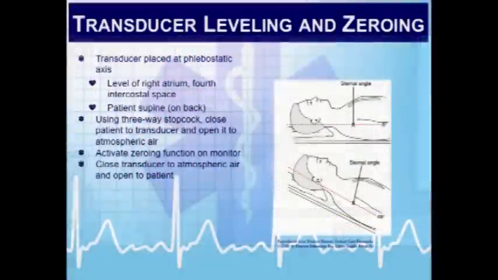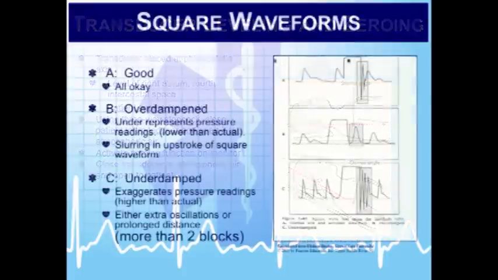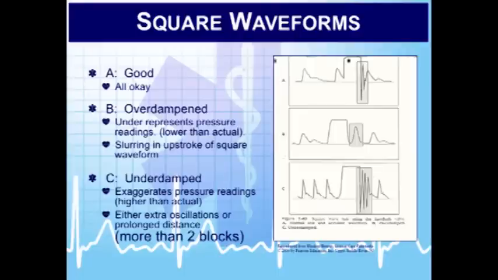So it's leveled at the phlebostatic axis, and it's going to be zeroed, which means I'm going to take away the effects of atmospheric pressure on the system. And then the third piece to ensure its accuracy is to make sure that it has a good square waveform. What the hell is a square waveform?